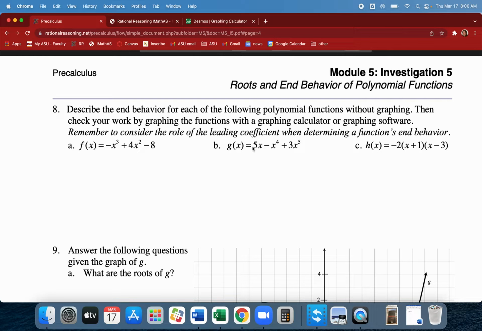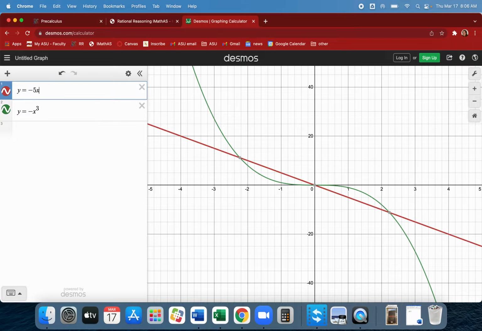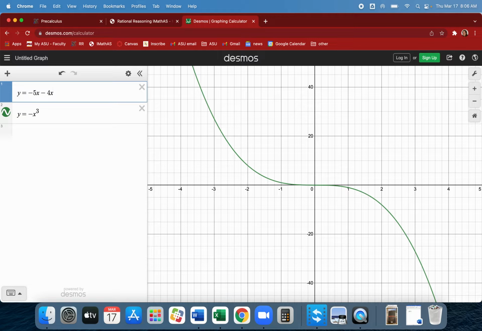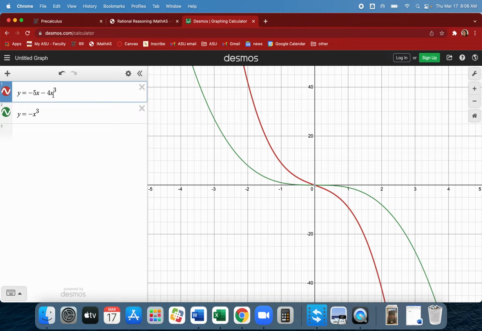So generally that sort of shape. From a distance, zoomed out, it looked more or less like that. What are the details of it? It goes through the origin, and kind of hard to tell otherwise. But let's see, 5x minus 4x cubed. And what was the last term? Oh, wait, 5x minus x to the fourth and 3x to the fifth.